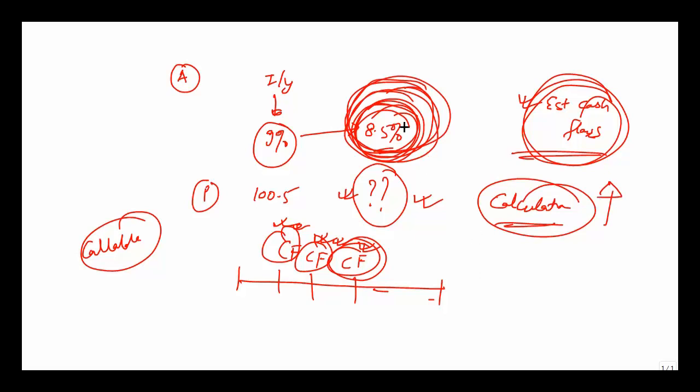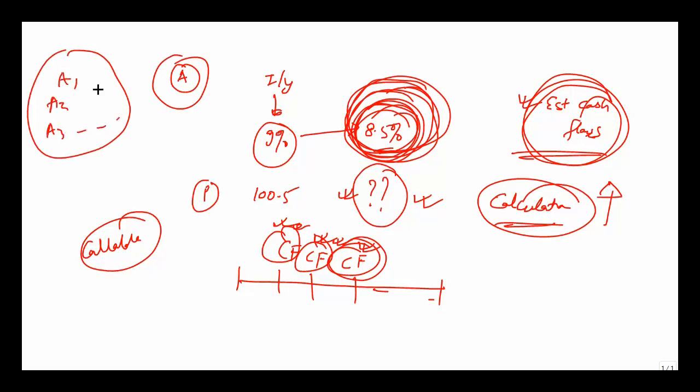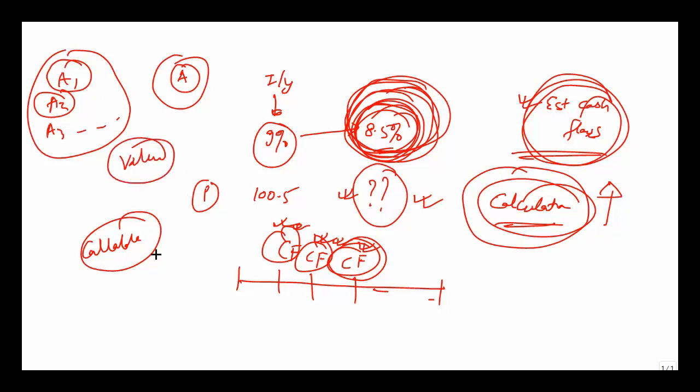Now, we are only talking about one bond. What if I have a portfolio with lots of bonds? For each of these bonds I will have to do this calculation, and then I will get the value of the portfolio. Some bond portfolios have as many as 500 or 1000 bonds. Think about the computational complexity the full valuation approach creates.